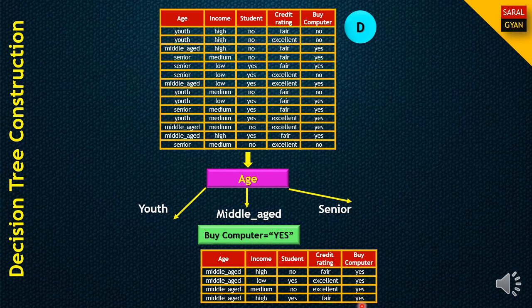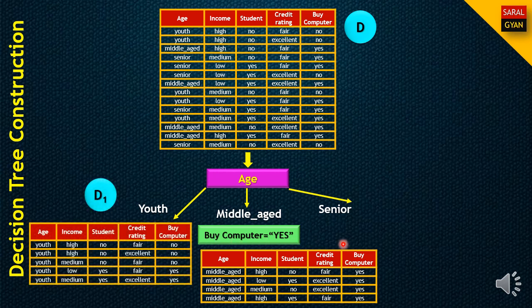The situation is clear to the decision tree classifier. If the age equals middle age, then one should buy the computer. There is no confusion. But if the age equals youth, then in this label attribute, buy computer, there are a few no's and a few yes's. That means the situation is still not clear. Further classification is required. Let's call this data D1.